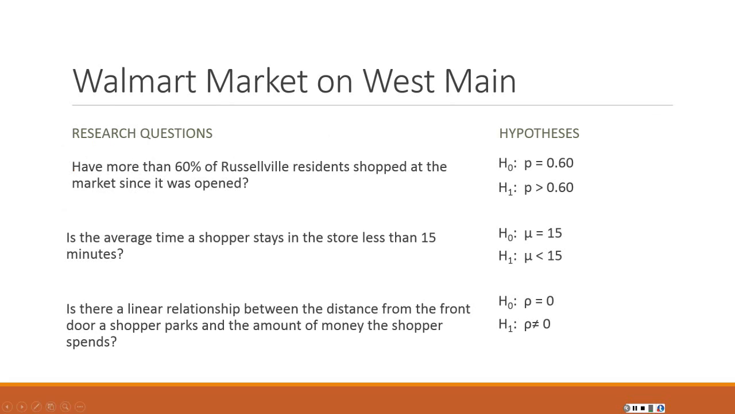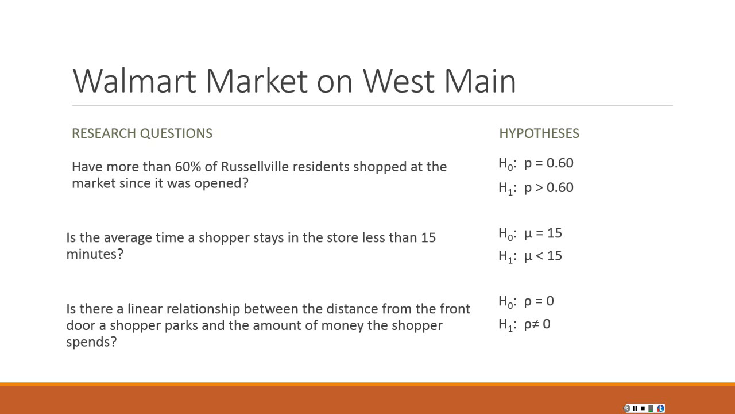Okay, this again I hope is a little bit of review, but just to give you some examples of research questions and hypotheses. Looking at the new Walmart market on West Main, one question we might want to know: has more than 60% of Russellville residents shopped at the market since it was opened a few months ago? H0 is that any difference from 60 is just random error. So we'll say H0: p is equal to 0.6.